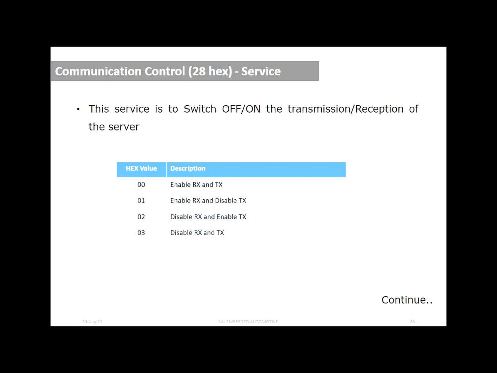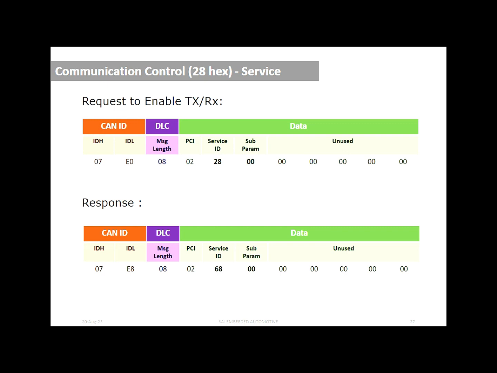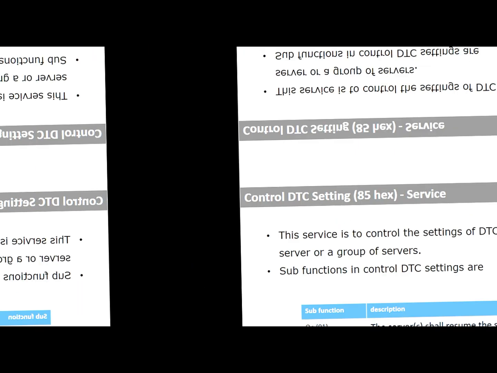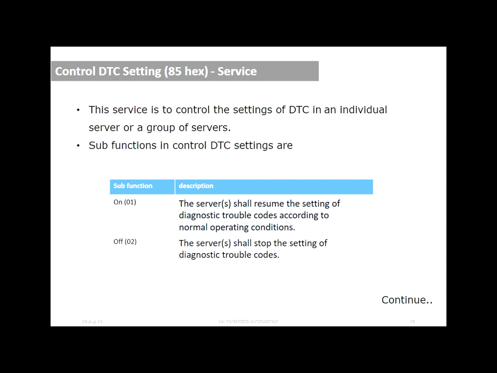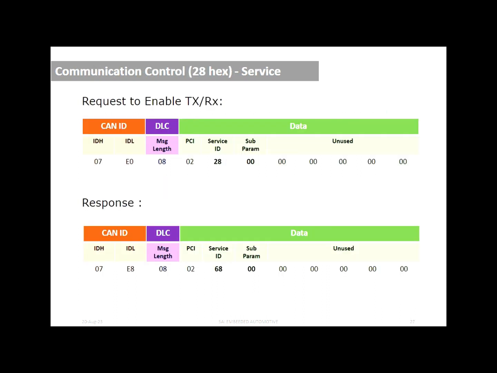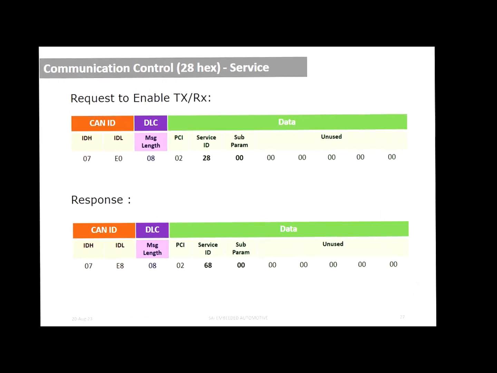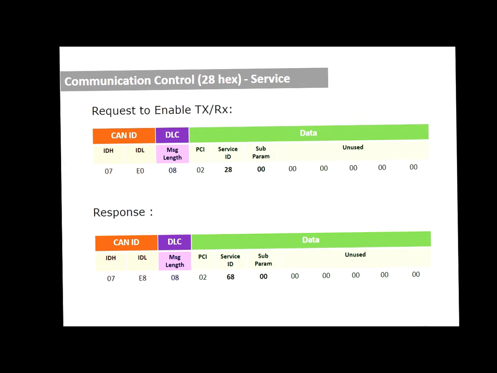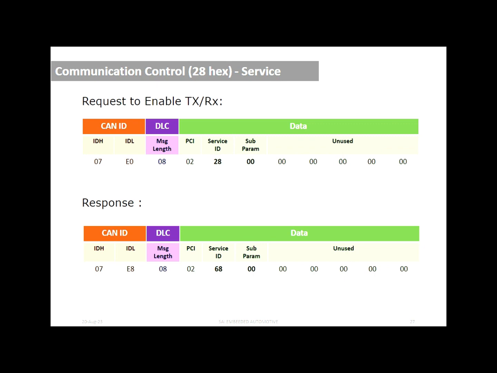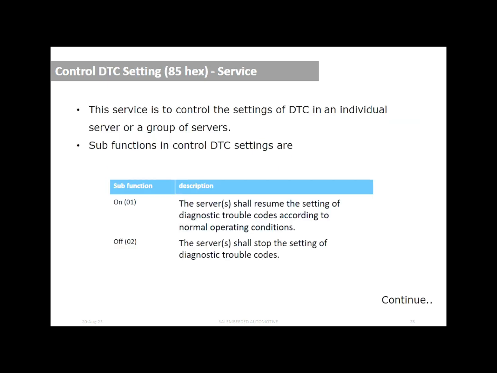For communication control we have the request and response message. The service ID is 28 with subfunction 00 given, and the respective positive response we get is 68 and 00. Let's begin with the NRCs supported for the 28 service ID. Here, the same way: 12 subfunction not supported, 13 incorrect message length or invalid format, 22 condition not correct, and 31 request out of range. These are the supported NRCs for the 28 service identifier.